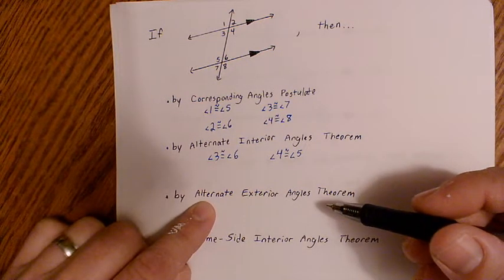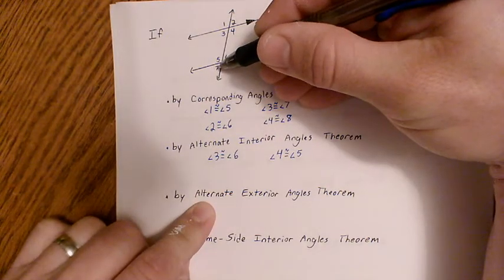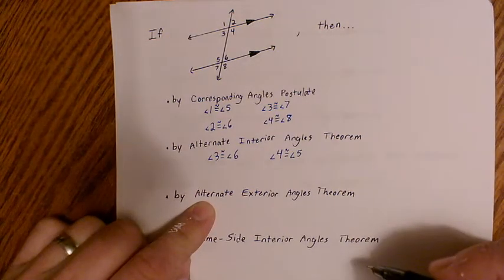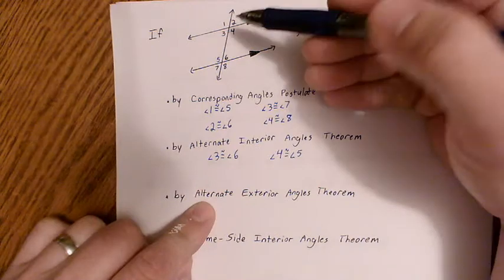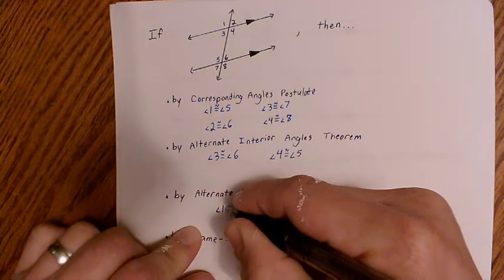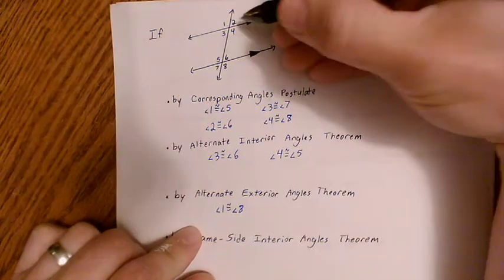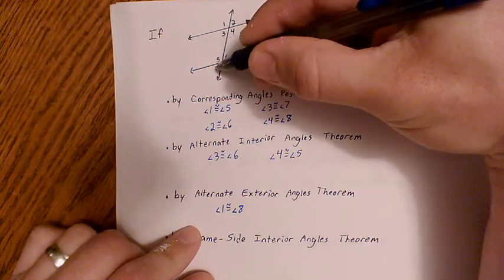Basically, what you've got going on there is you're looking at the group of angles that are 1, 2, 7, and 8. Those are your exterior angles. So alternate exterior angles would be 1 and 8. And they are congruent again. And also you'll see 2 and 7.